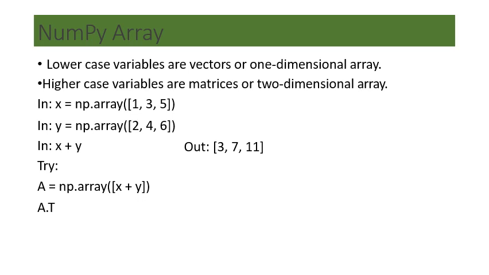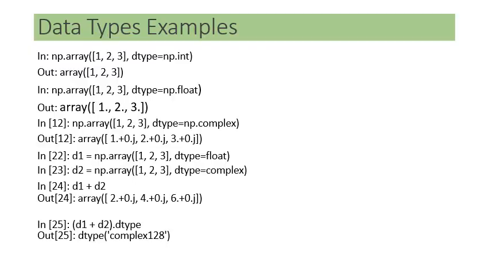So input x can be np.array of 1, 3, 5, and input y can also be np.array of 2, 4, 6, where the input can be x plus y. So you can try it. a can be x plus y. Then what comes out is an array where the first part is 1 plus 2, which is 3, the second part is 3 plus 4, which is 7, and 5 plus 6 is 11. So that is a data type example.